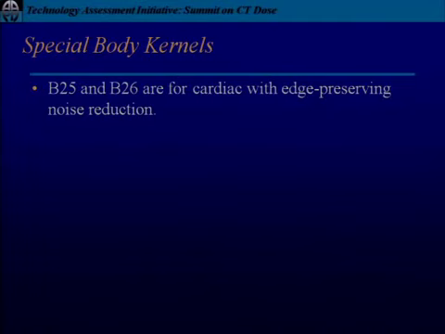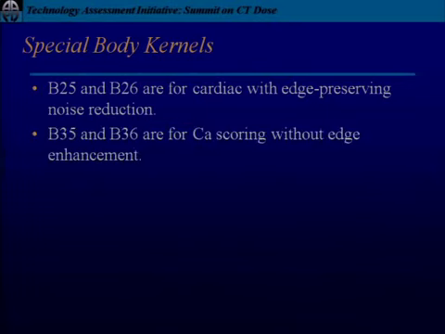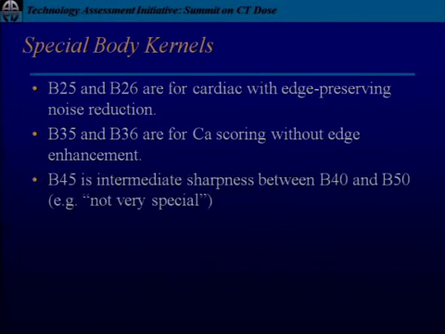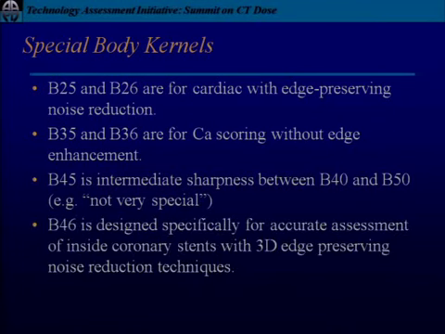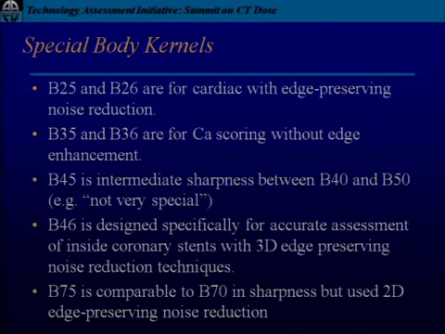There are special ones, these 25 and 26 numbers have an edge-preserving noise filter on it that works very well. The B35 and 36 are for calcium scoring and keep the CT number the most accurate. Gets rid of edge enhancement, so the accurate calcium score. 45 is actually one that's just halfway in between and isn't necessarily very special, but then 46 has this edge-preserving filter on and is sort of the cardiac stent protocol.